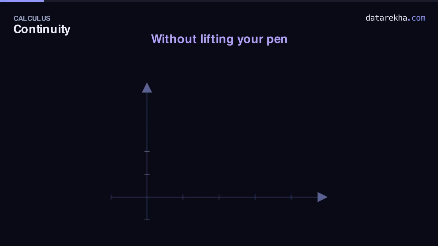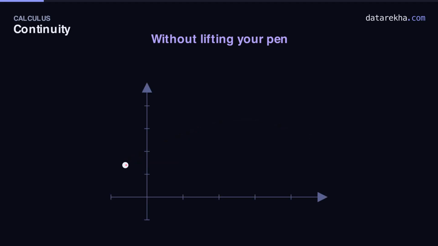Here's the simplest test in all of calculus, and you already know it in your hands. Can you draw this graph without ever lifting your pen off the paper? Watch. The pen starts on the left and glides all the way across. Up, over, down. One single, unbroken stroke, never leaving the page. That is a continuous function. No breaks, no holes, no jumps.